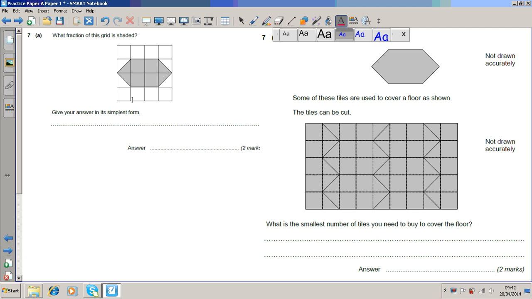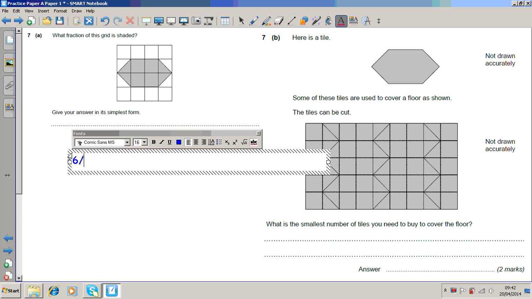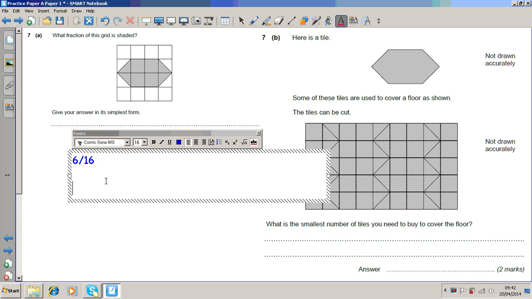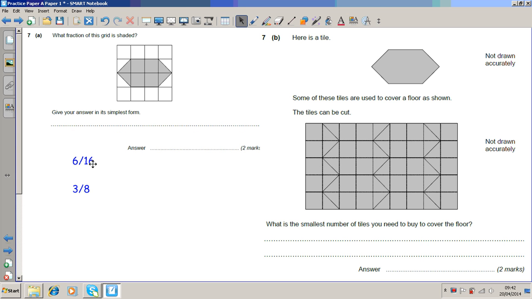7. What fraction of this grid is shaded? Okay, well, if we put this triangle and this triangle together, then that'll make a whole square, and that'll make a whole square there. So we've got 1, 2, 3, 4, 5, 6 whole squares coloured in, or shaded in. Out of how many altogether? Well, it's 4, 8, 12, 16 squares altogether. So 6 out of 16. And then to simplify that, half of both is 3 over 8.